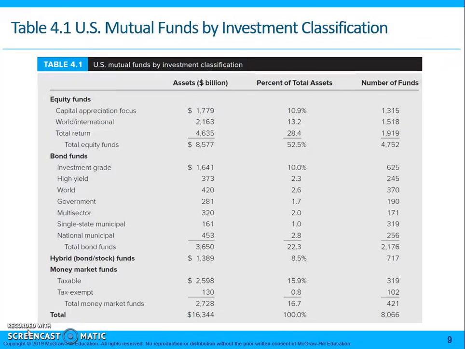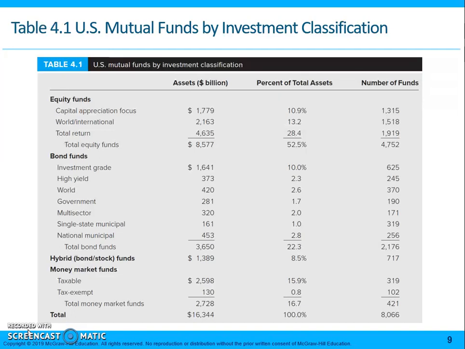Table 4.1 just shows the breakdown of U.S. mutual funds by investment classifications. We have the columns: assets in billions, percent of total assets, and number of funds. We have equity funds. Total equity funds are $8.5 trillion, and that represents 52.5% of the total market.